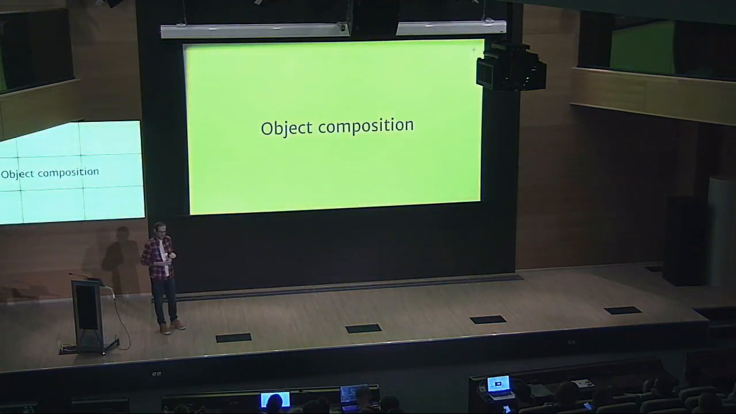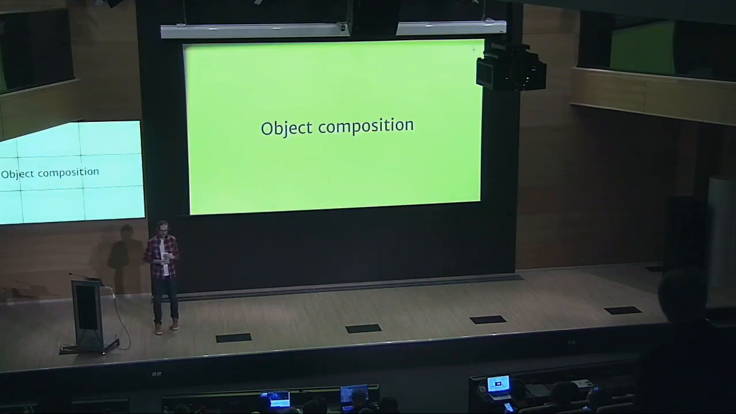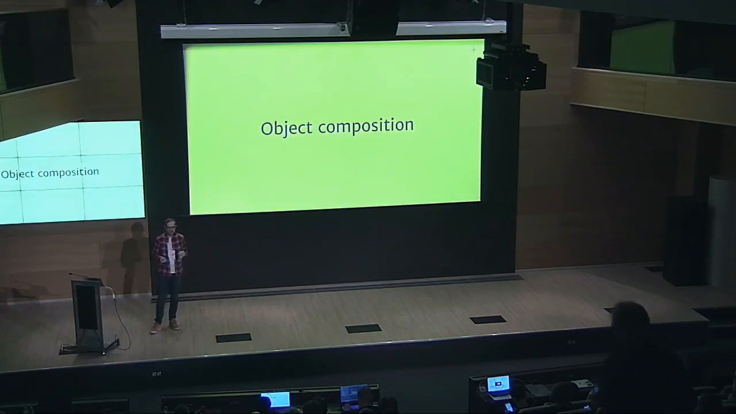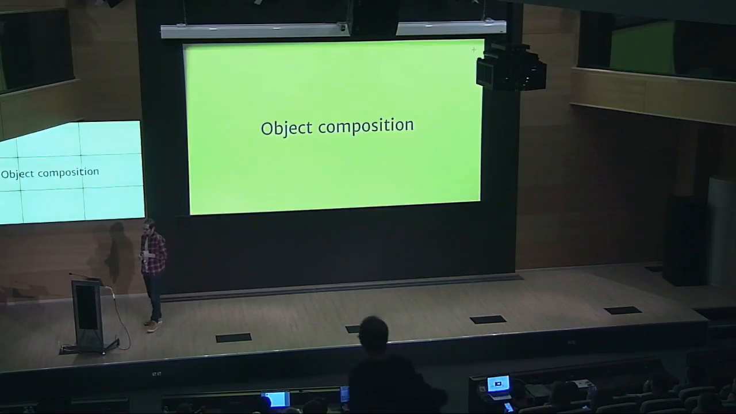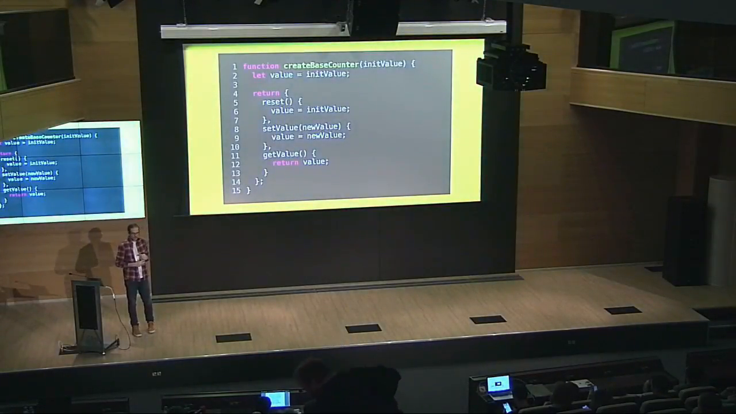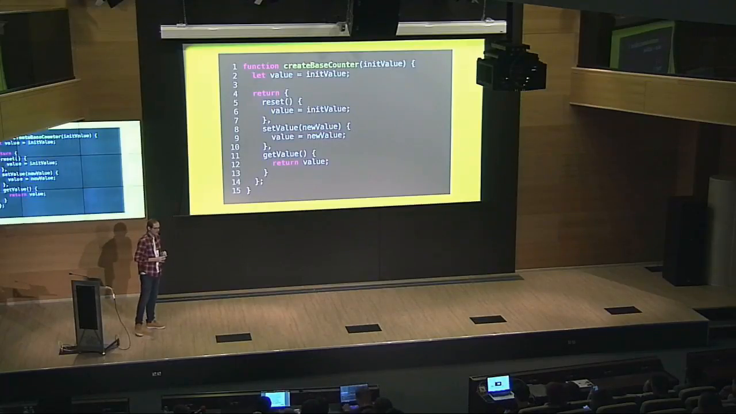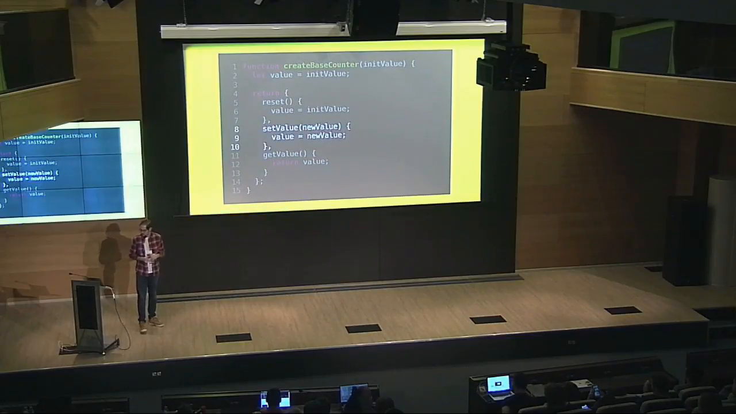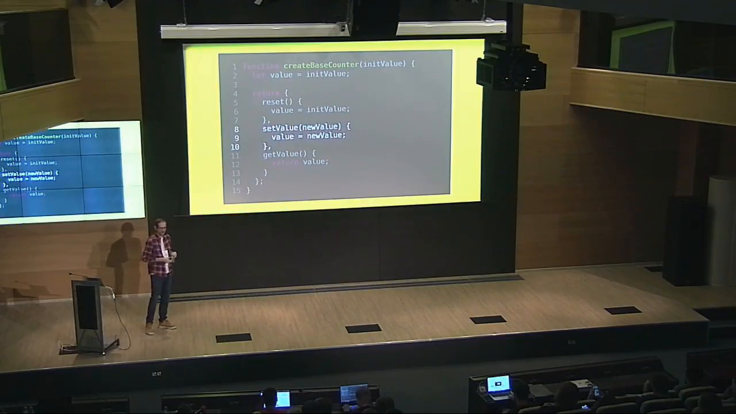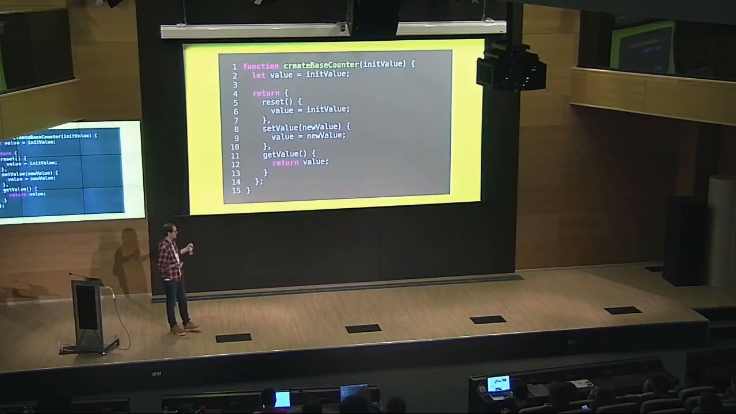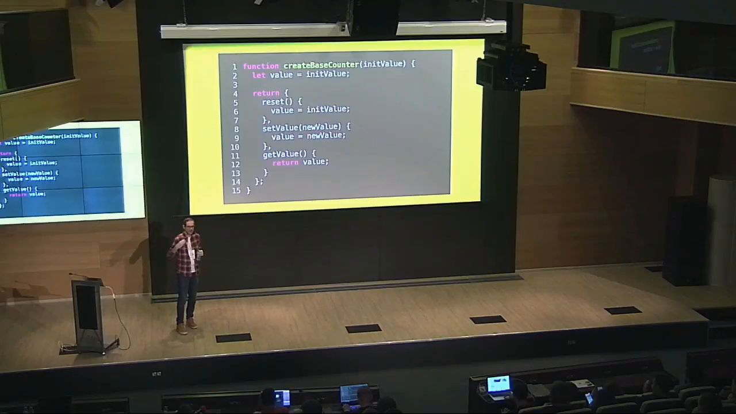Object composition is another powerful concept that we can use. It helps us implement equivalent patterns to inheritance and polymorphism in a different way, but still the concept is the same. So here we have a create base counter factory function. It's almost like the create counter that we saw before. The only difference is that instead of the increment method, it now has a set value method. So the idea is that this will serve as a base class, so to speak, that we are going to use to build other counters on top, the ones that we are actually going to use.